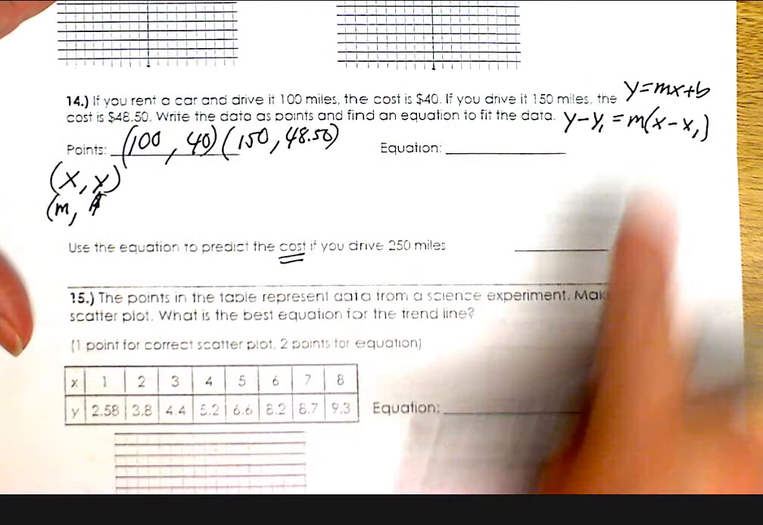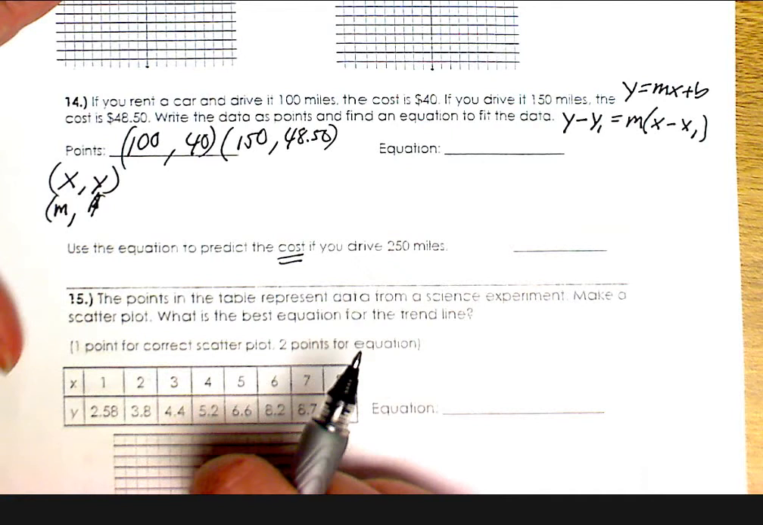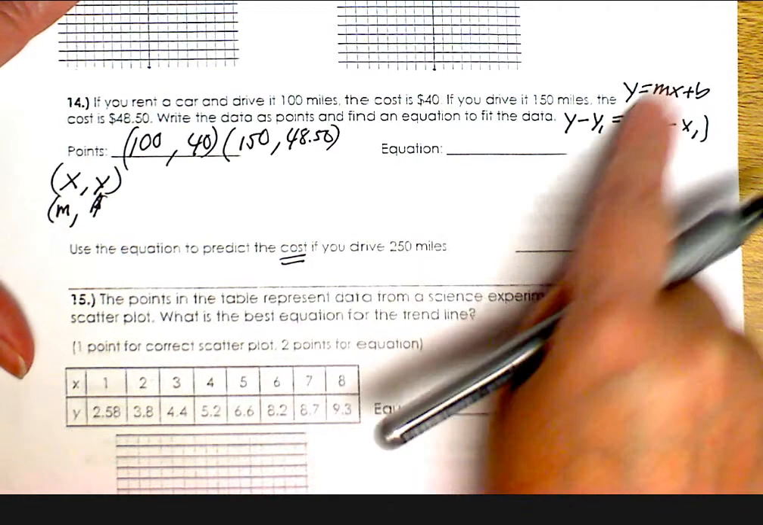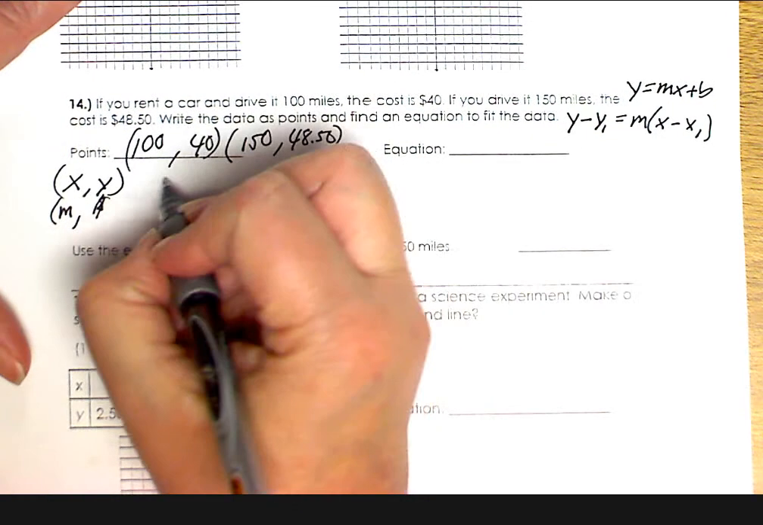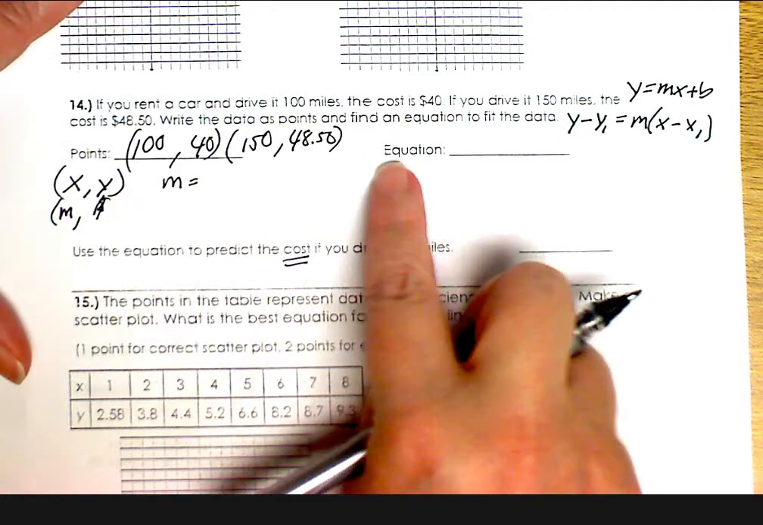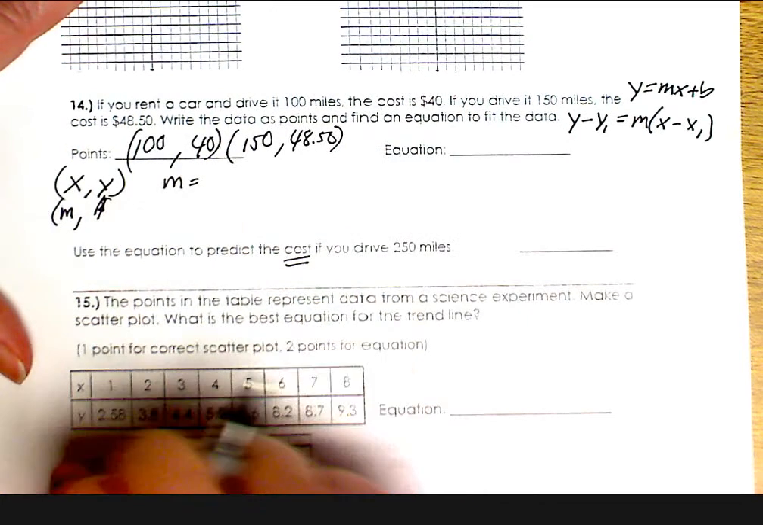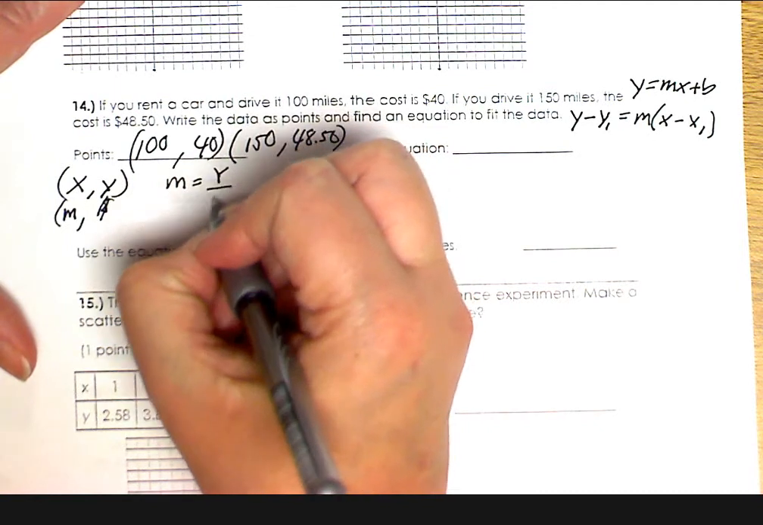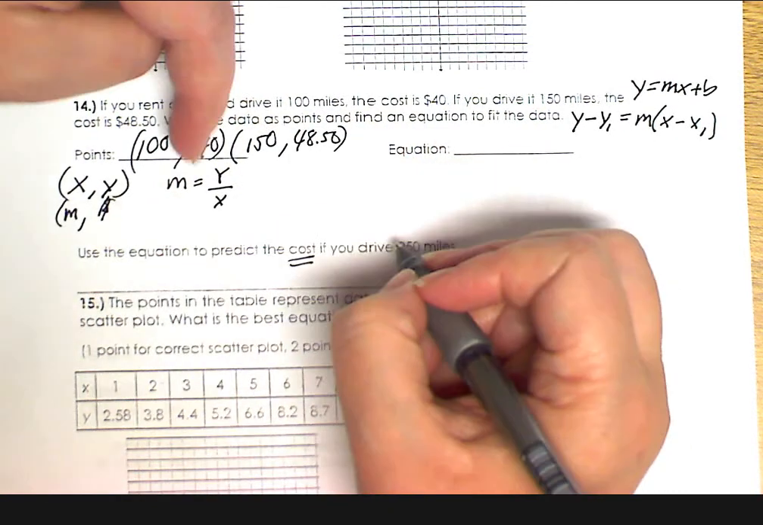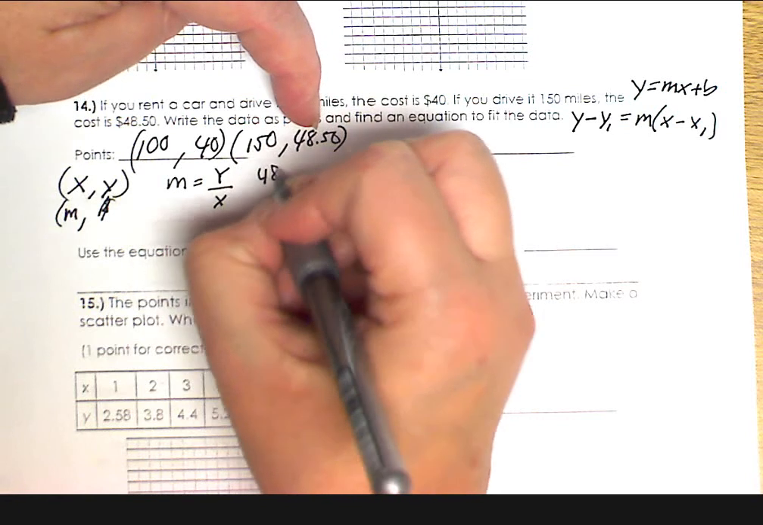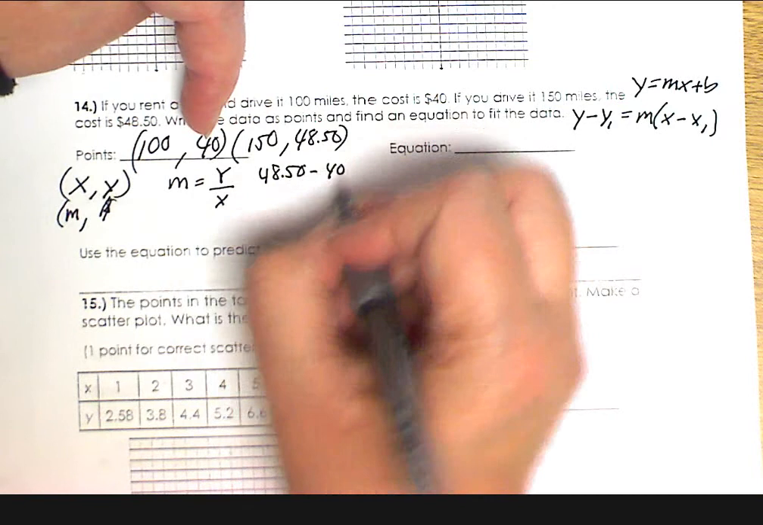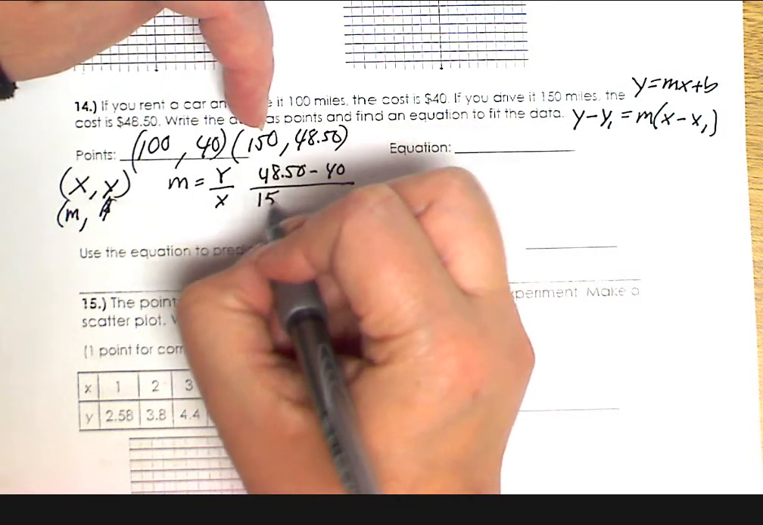Either one, we still have to find our slope. That's how you find your slope. Yep, but each one of them has to find m. Yep, m is your slope. But it says find an equation for the line, so we still have to find our slope. So remember that your slope is your y's over your x's. So you are taking your y's, so we're going 48.50 minus 40 over 150 minus 100.